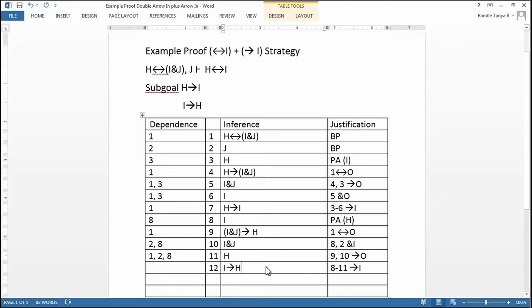Okay, so what does line 12 depend on? Well, I used lines 8 through 11, and on lines 8 through 11 I have 8, 1, and 2, but since line 8 is my provisional assumption, and now I'm only saying if that provisional assumption were true, then h would be true. I no longer depend on my provisional assumption, so I only depend on lines 1 and line 2.